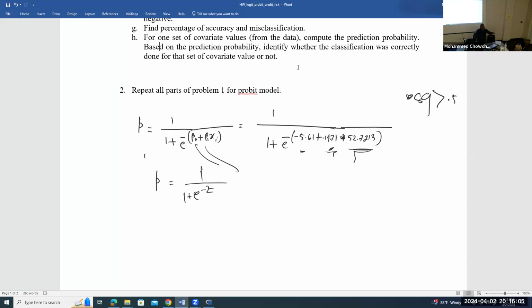So you want me to explain it again, right? Okay. In this problem, when I find the predictive probability by using this formula, I plug in x equal to 52,000 and I get the value 0.89, right? And 0.89 is close to 1. So that means this customer, the person who has 52,000 income, has a higher chance of being an upgraded member. That is the explanation, right?